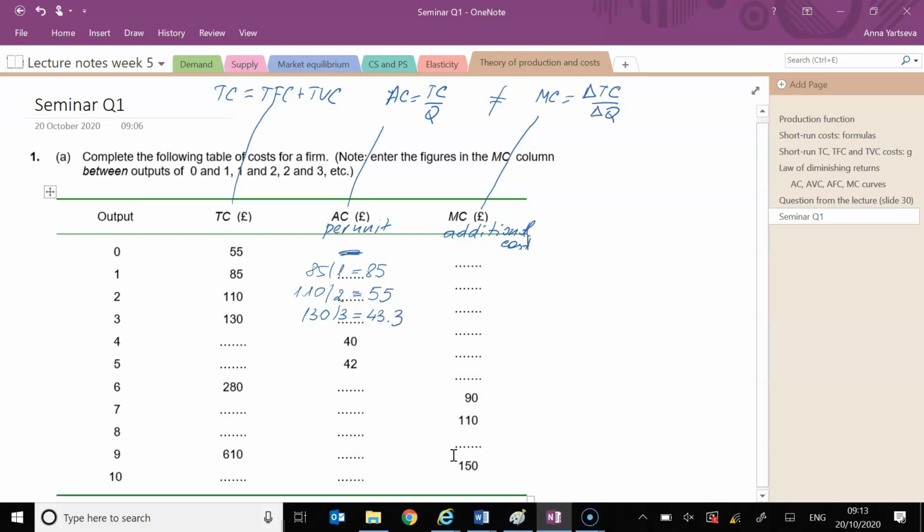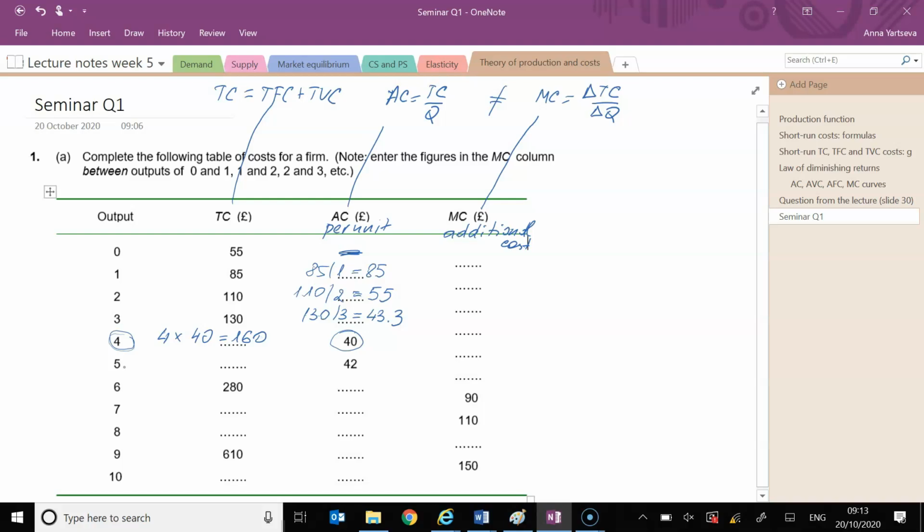Next, here we need to do the opposite situation. We don't know what is the total cost. However, we are given average cost per unit, and we can work in the opposite way. So here we produce 4 units of output. It costs us 40 pounds per unit, which means that the total cost will be 4 units times 40 pounds per each, which is 160. This is how we can fill in this particular spot, this particular question.